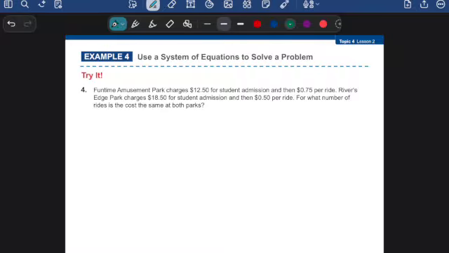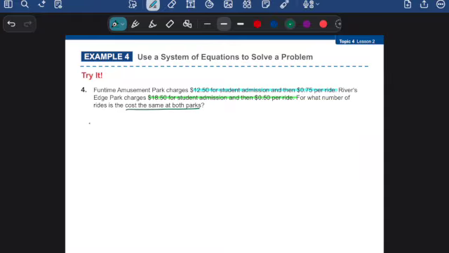Try it number 4. Fun Time Amusement Park charges $12.50 for student admission and then 75 cents per ride. Okay, so I'm probably going to have an equation for student admission. River's Edge Park charges $18.50 for student admission. So here's another equation at a different park, $18.50 plus 50 cents per ride. Okay, so we have our two equations that we can write. For what number of rides is the cost the same? So again, we're looking for the break-even point. Where are these two equations going to be equal?